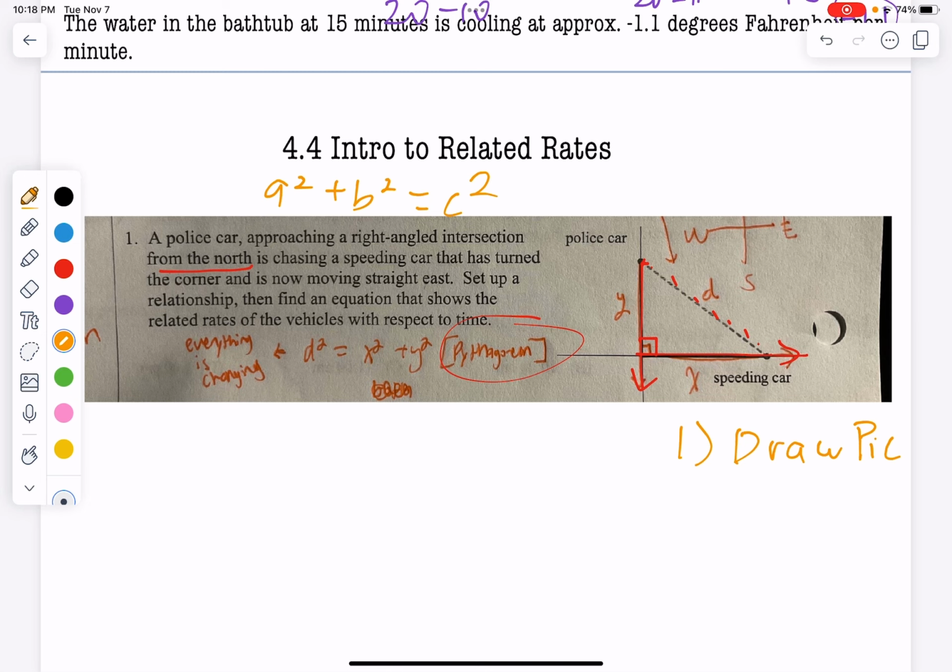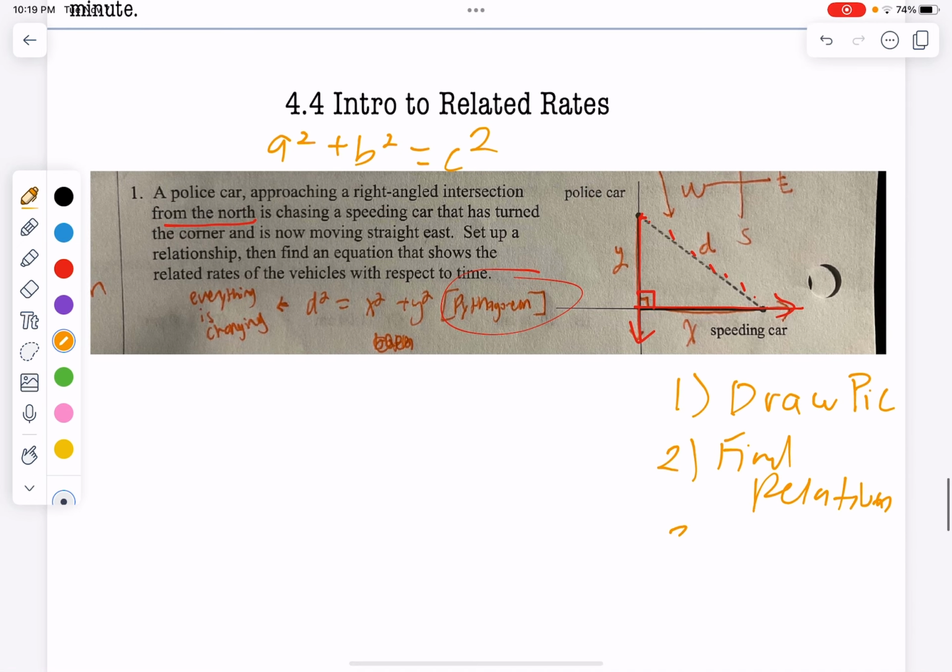And so the next step, after draw a picture, is to find what you're going to use to relate. So, find relation. In this case, it was Pythagoras. The next one you'll see is a bit different, and sometimes the relation will be given to you. Again, you'll see in a little bit. Step 3, you're going to derive. Next, you want to take the derivative with respect to time, of course.